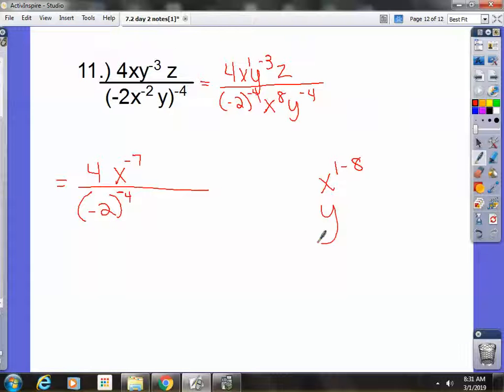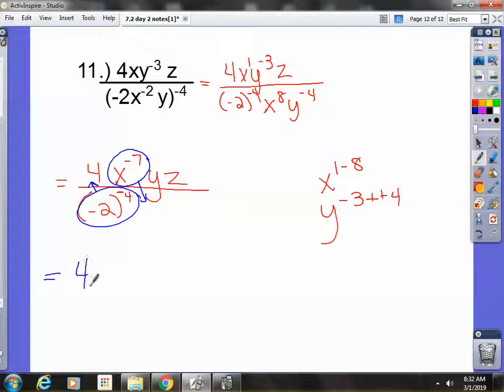For the y's, I have negative 3 minus negative 4, which is y to the 1st power, so it's going to be on top. And I have the z with nothing else to simplify, so he's going to stay on top also. I have 2 items with negative exponents. What has to happen with those? Change floors. The 4, the y, and the z, those guys are staying put. I'm only moving the x downstairs, and I'm moving that negative 2 to the 4th power upstairs.